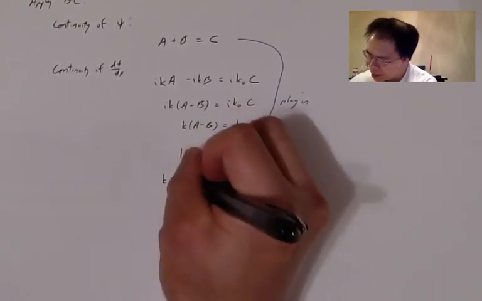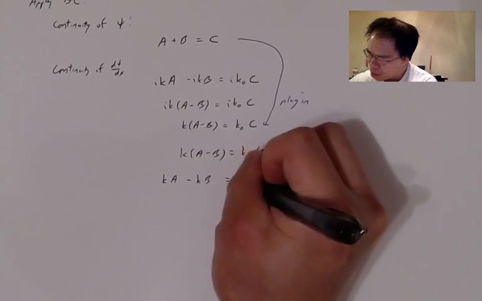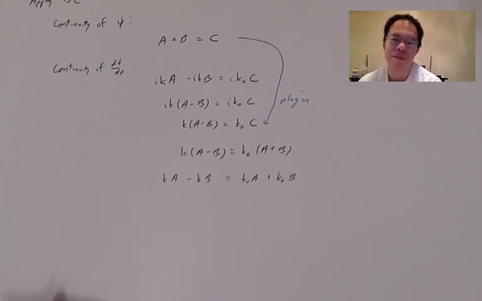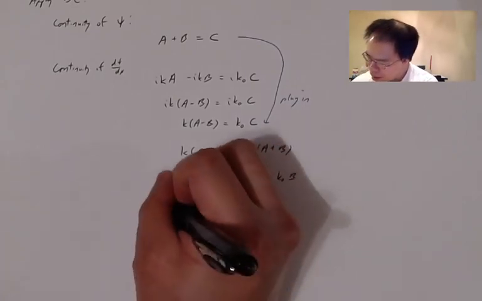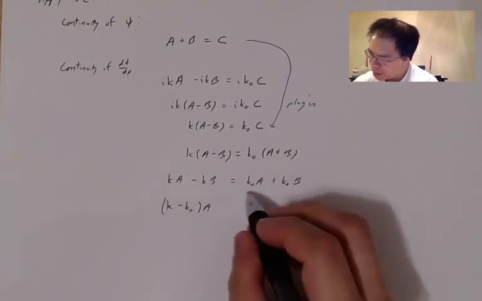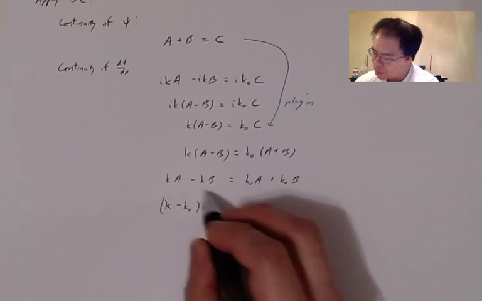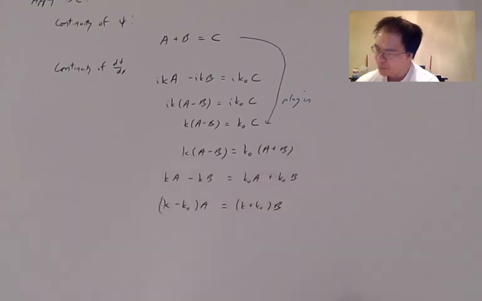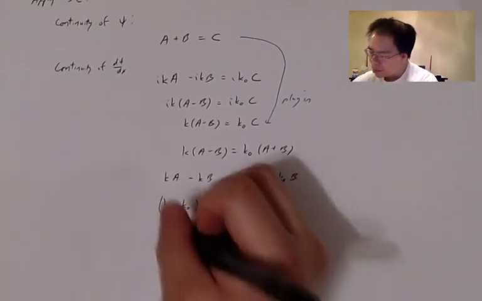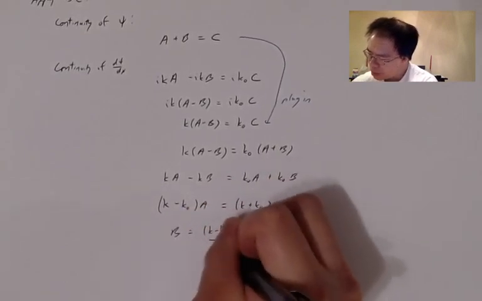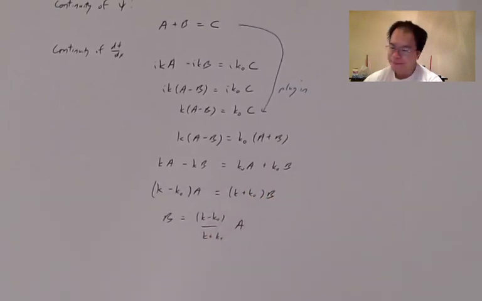I get k a minus k b equals k naught a plus k naught b. By assumption, since E is larger than V naught, k is larger than k naught, so I'll just subtract this over. I'll get k minus k naught times a, having subtracted this term over. I'll shove this term over to the right, so that will give me k plus k naught b. And so we get b equals k minus k naught over k plus k naught times a.